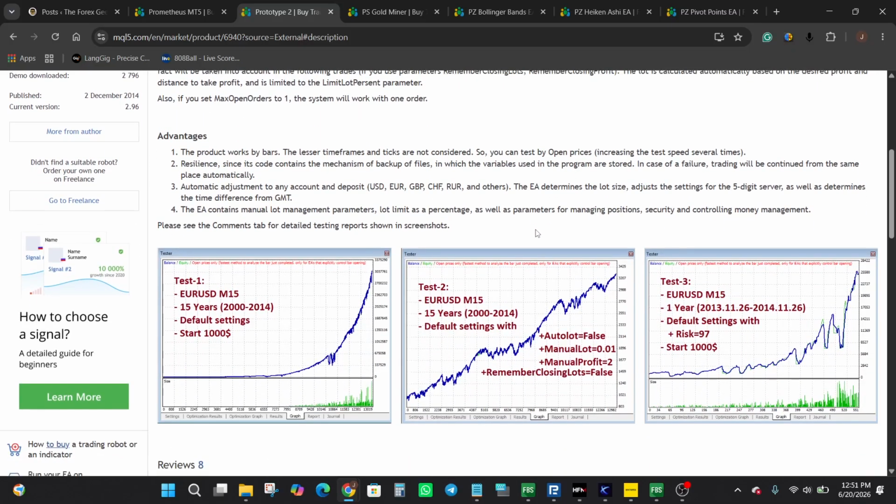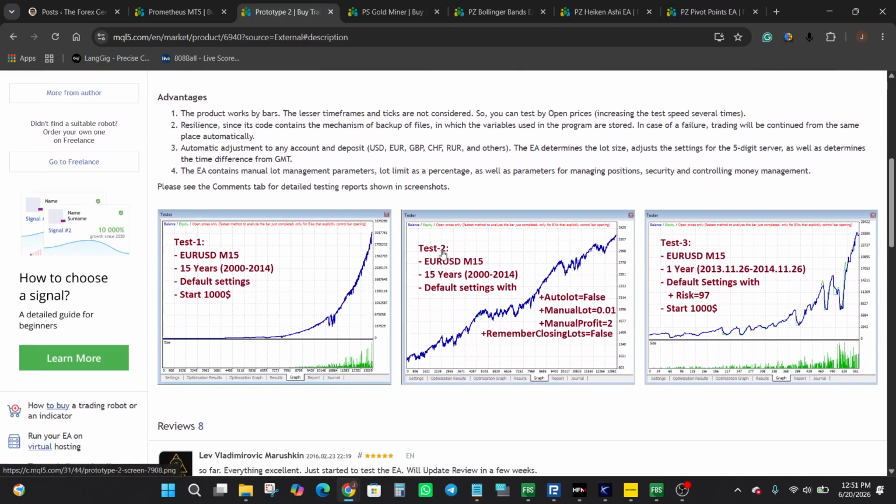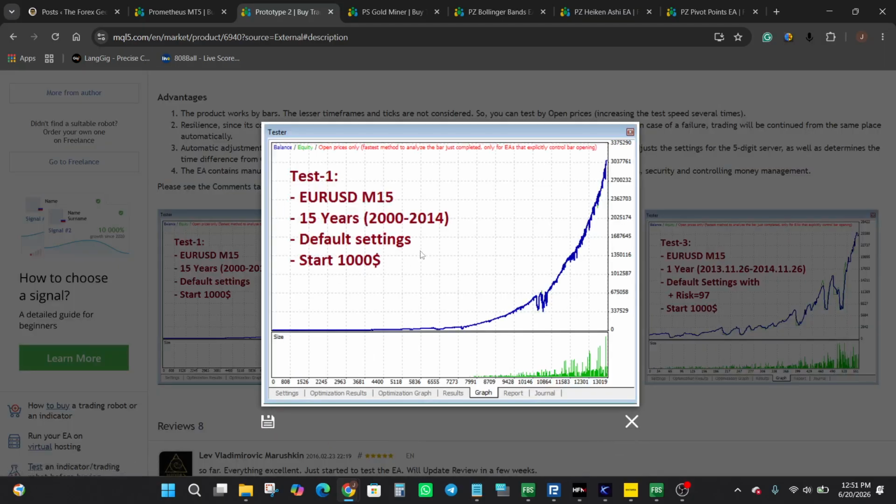Since the developer specifically mentions testing over a 15-year period, that provides a broad sample of market conditions for evaluation. However, I would still recommend running longer term testing yourself across different market environments and broker conditions so you can develop a more complete understanding of how the EA behaves. So as we review the historical testing reports presented here, I can see that this is for 15 years.